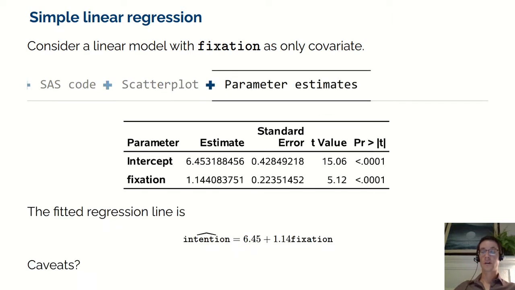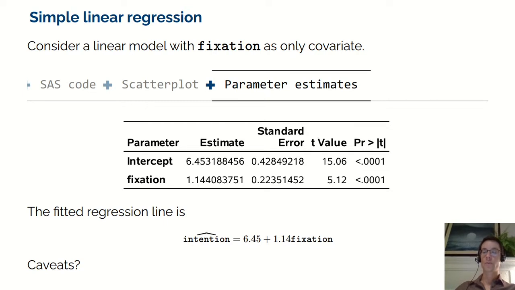So this is the output table. The name of the parameter is in the first column, then you get the parameter estimates. So these are your beta hats. So here we have the intercept is 6.45. And fixation is about 1.14. Of course, these are estimated based on random data. So we have 120 observations, and you can see that they have an uncertainty measure associated to them. So the standard error of the beta hat, its uncertainty, if you will, is here 0.42 for the intercept and 0.22. And the last two columns are tests that we will see next.